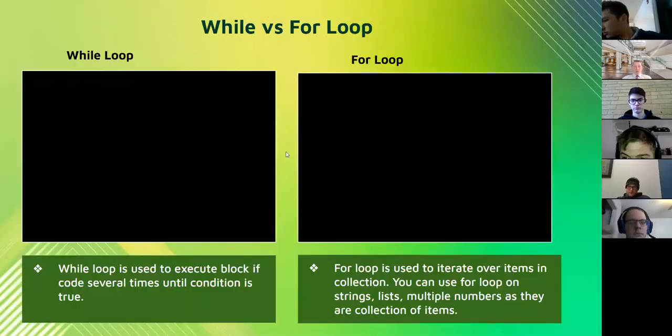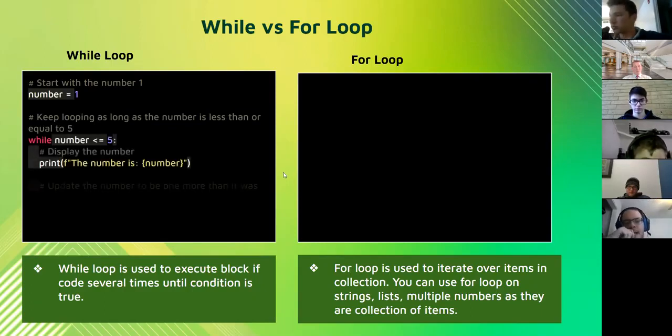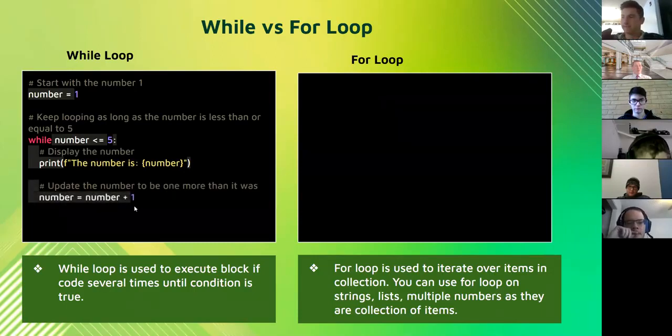All right, while loop versus for loop. So this one, we have a while loop, keep looping as long as the number is less than or equal to 5. While number is less than or equal to 5, we'll print the number, update the number to be 1 more than it was. This is a really important step.